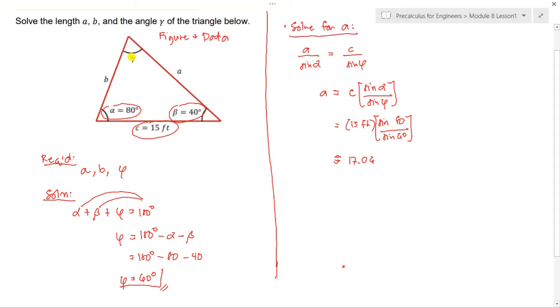Okay, so mao na ang answer sa atong side A.